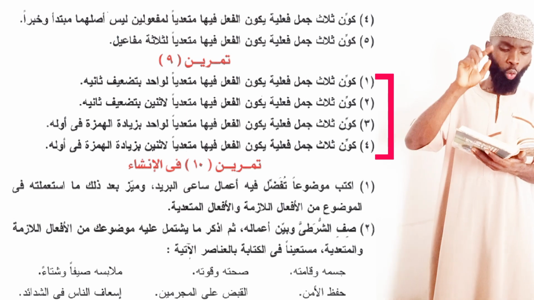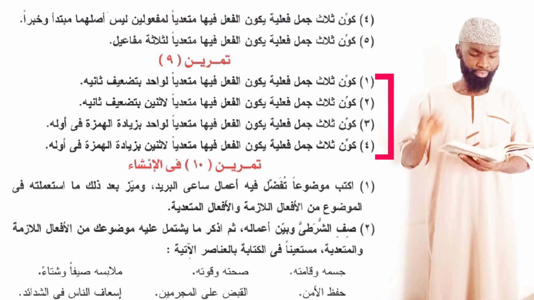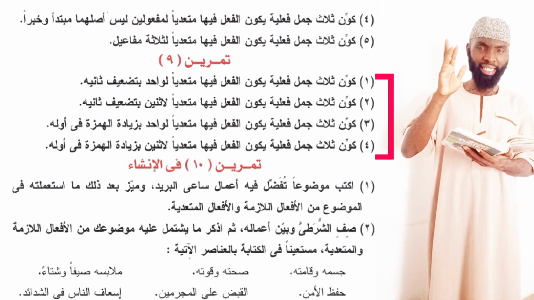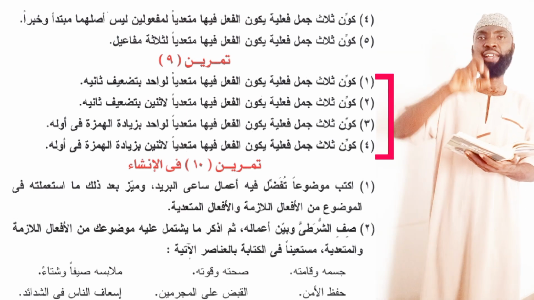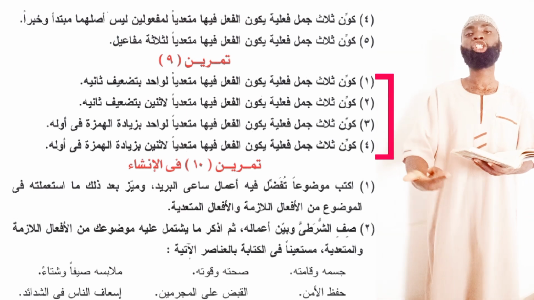2 objects. The third one, form 3 verbal sentences also. The action of this verb should be extended to 1 object by simply adding hamza to the verb. The last one says the same thing. Form 3 verbal sentences. These verbal sentences should have a verb that is extending its action to 2 objects by simply adding hamza to the verb.